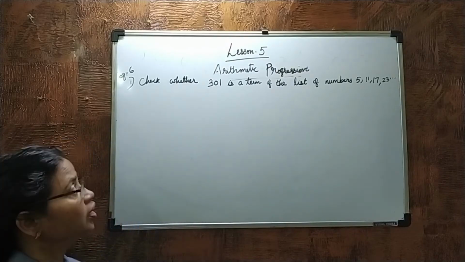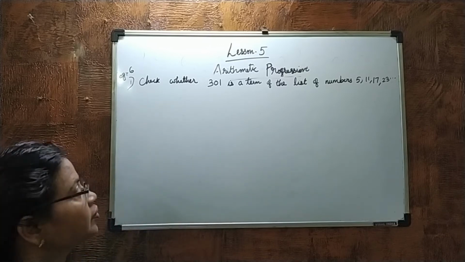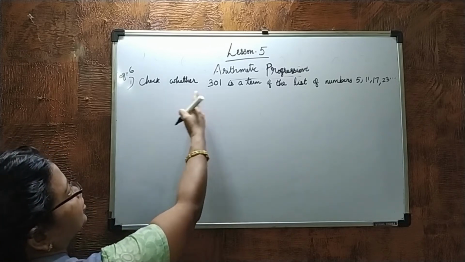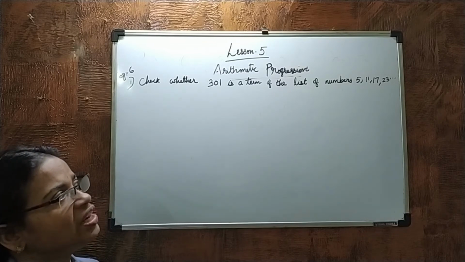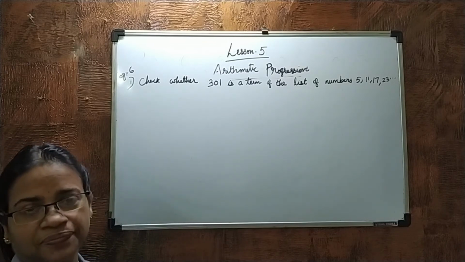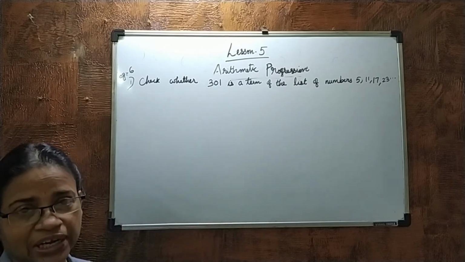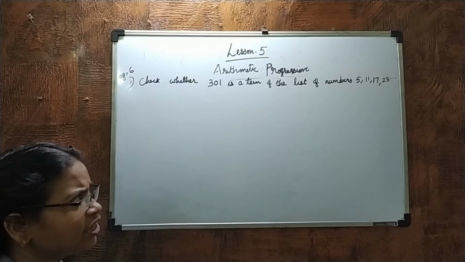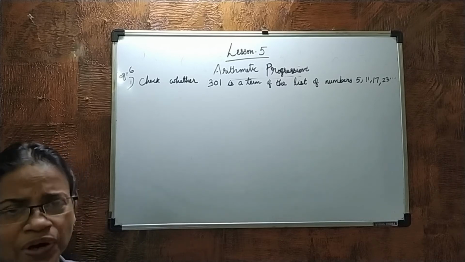Now we will do one example question. Example number 6. The question is, check whether 301 is a term of the list of numbers 5, 11, 17, 23. You have to find out whether 301 is there or not in that list of numbers. And they have not given you whether the list of numbers is an AP or not. So what do you have to do then?